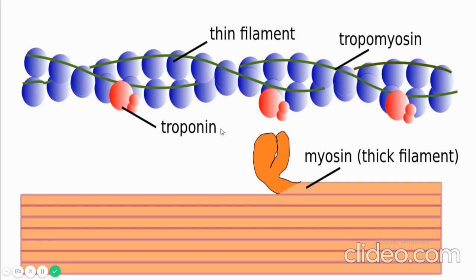Once the nerve impulse reaches the skeletal muscle and acetylcholine is released, calcium ions are released from the sarcoplasmic reticulum. These calcium ions bind to the troponin, this red troponin. Troponin protein is part of the thin filament. The calcium-troponin complex then binds to the tropomyosin and shifts it away from the actin binding sites of the myosin.